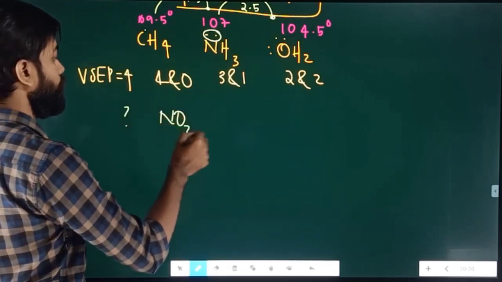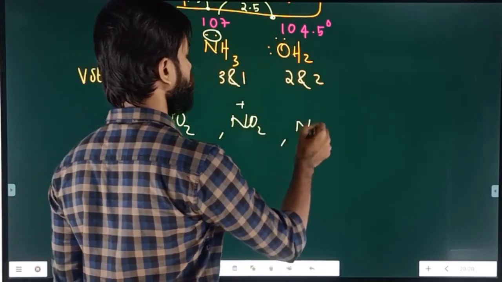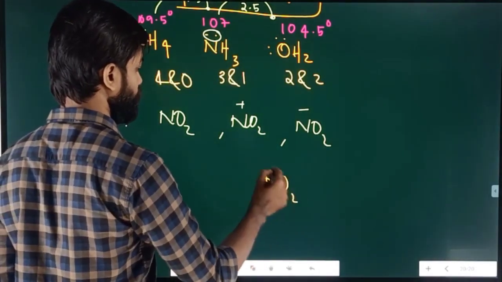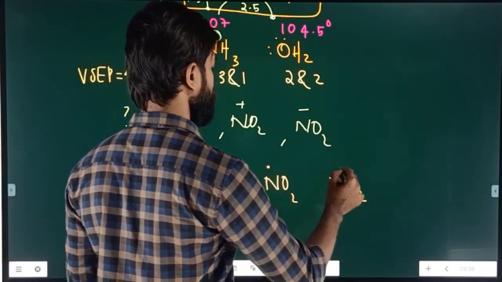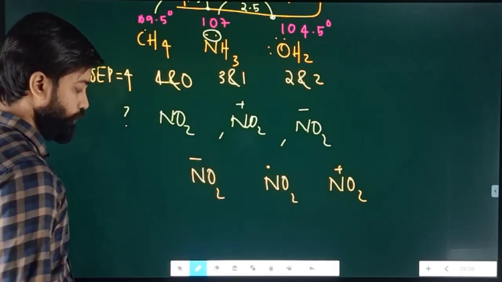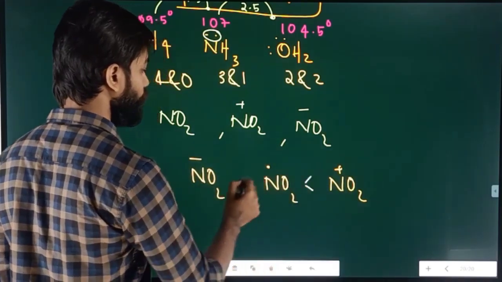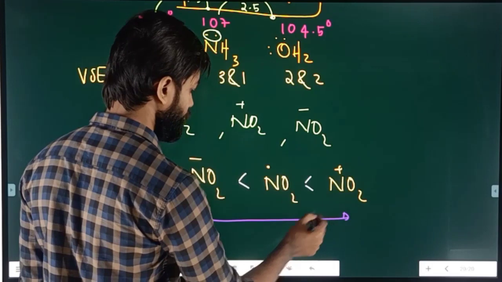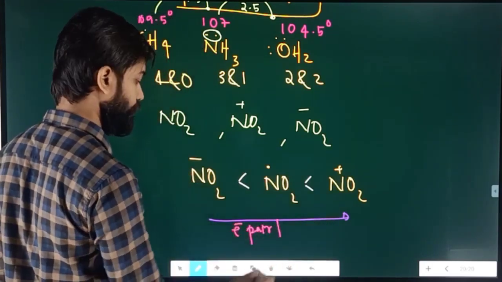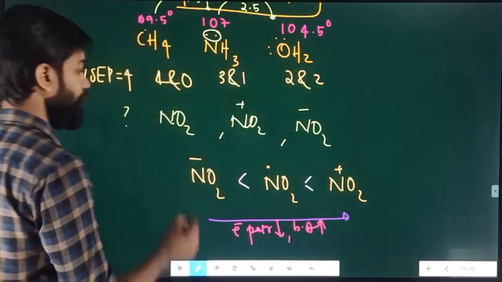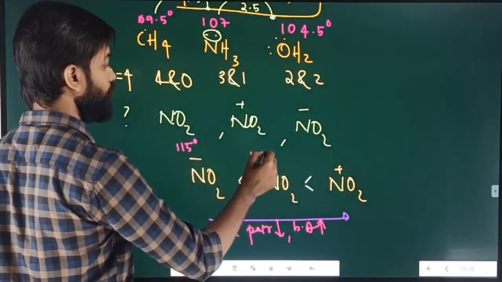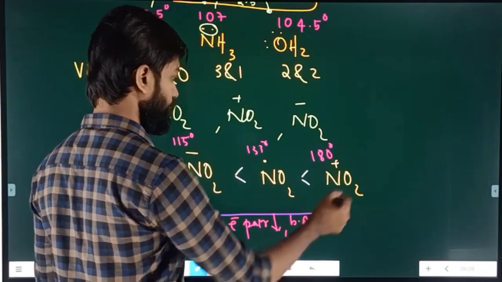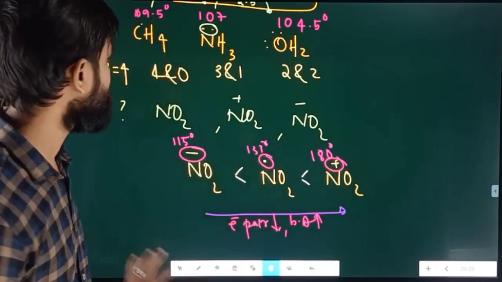If some questions are there, arrange the following in bond angle order. So if you give NO2, NO2 plus, NO2 minus. You know that NO2 is an odd electron species. When that electron is removed, it becomes NO2 plus. When one more electron is added to it, it becomes NO2 minus. So what will the bond angle be like? From left to right, electron pair decreases, bond angle increases. Really, the bond angle of this one is nearly 115 degrees, this is 133 degrees, and this is the carbon dioxide-like structure, 180 degrees. Here no electron, positively charged. Here is a pair of electrons. This one is in between. Okay, so that is a general statement.